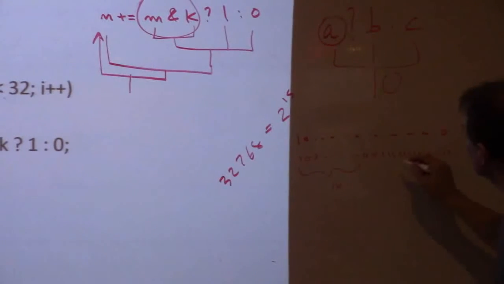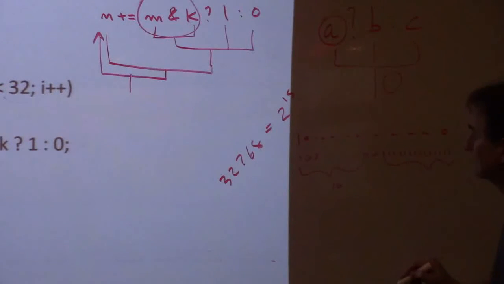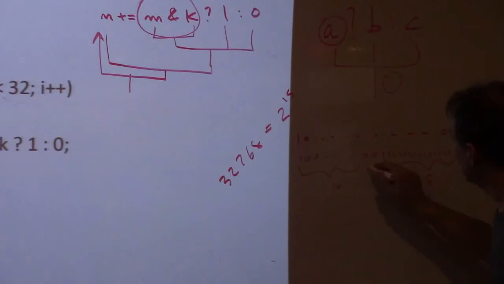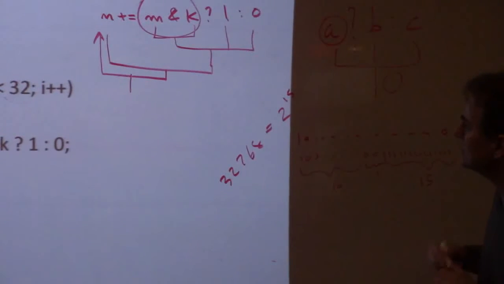How many zeros? Okay, so we have 15 ones here. Okay, you get the idea? Do you know what this looks like? So this is the value of k.